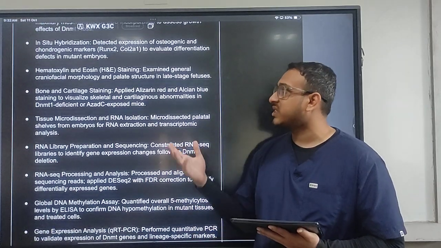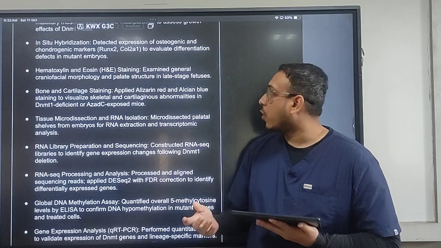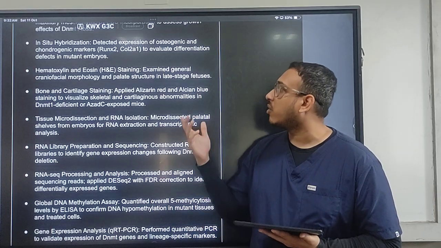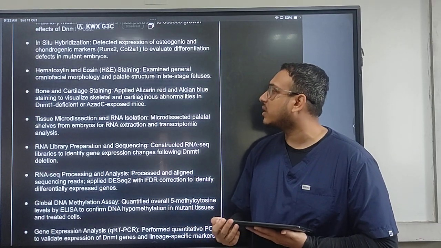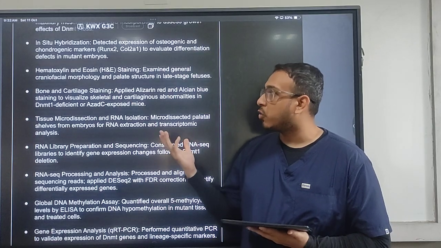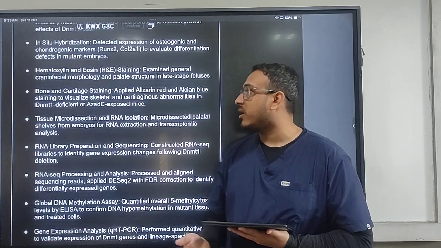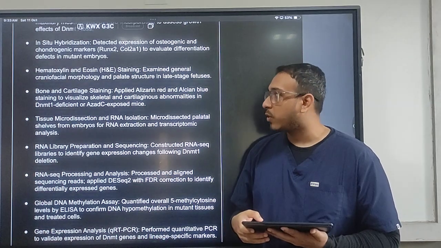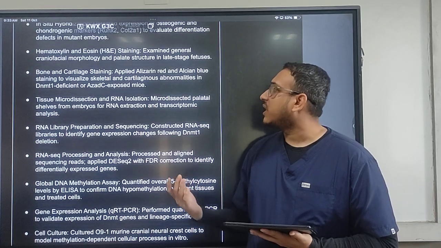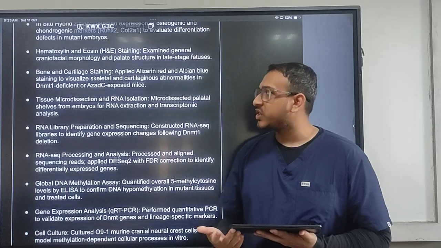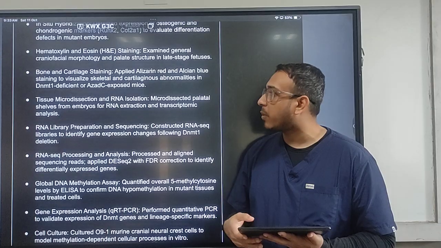For the bone and cartilage staining, they used the specialized stain which I have mentioned above to stain bone and cartilage. The bone was visualized in red color, whereas the cartilage in blue color. And this was to visualize the abnormalities in DNMT1 deficient or AZA exposed mice. Tissue microdissection and RNA isolation: they microdissected palatal shelves from embryos for RNA extraction and transcriptomic analysis.